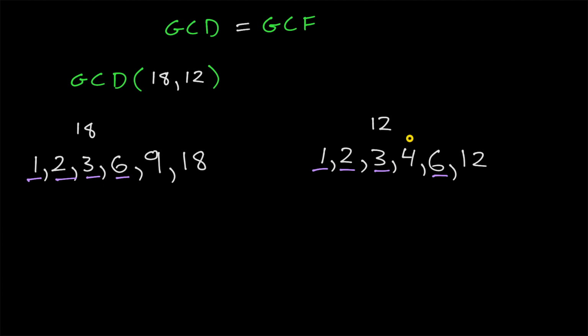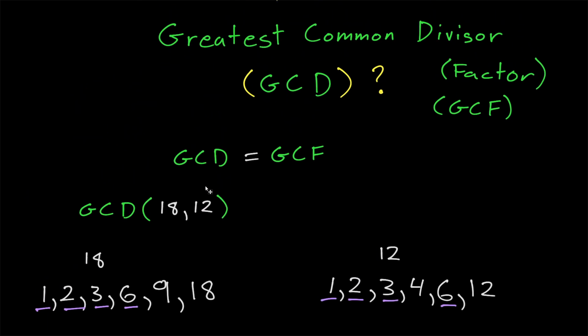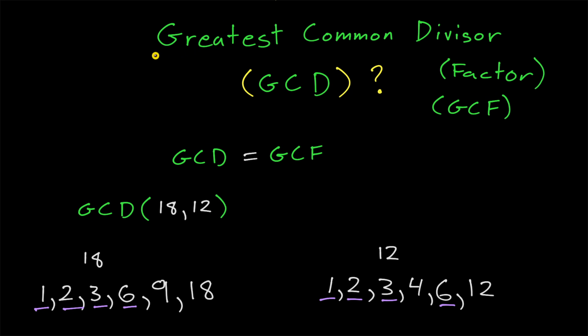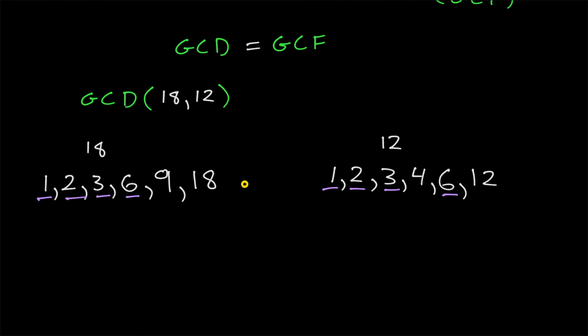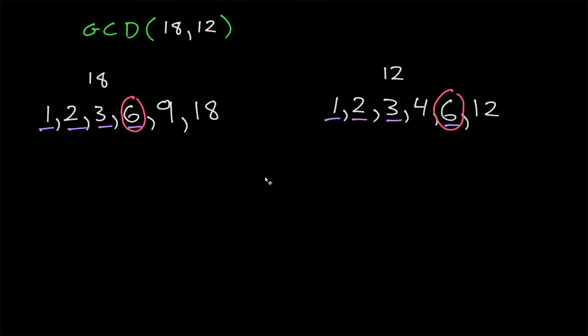both 18 and 12. But remember, we're not after any random divisor. We're after the greatest common divisor. So what is the greatest common divisor amongst all of these divisors? Well, it's just the greatest number. 6 is greater than 3, 2, or 1. So the greatest common divisor amongst all of these is 6. All right, let's have another example.